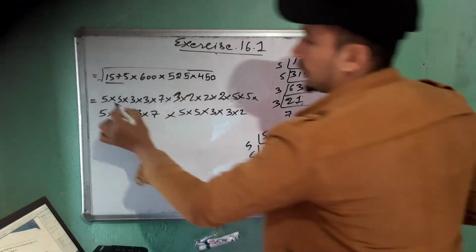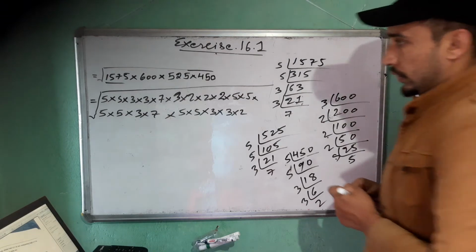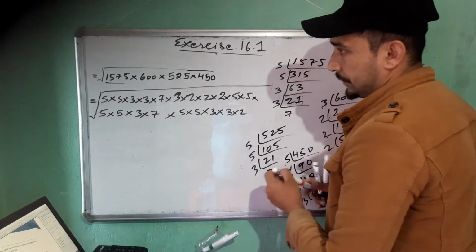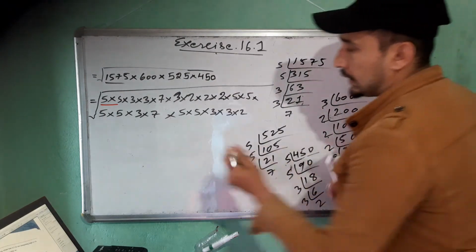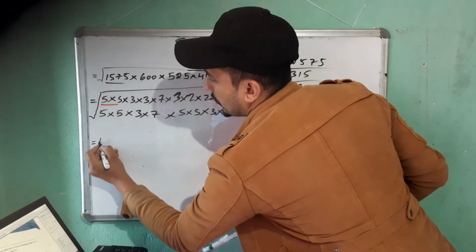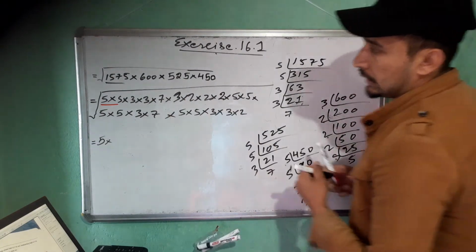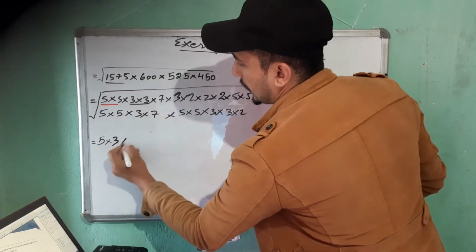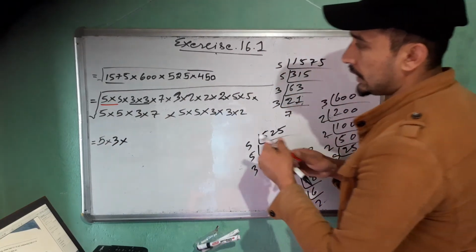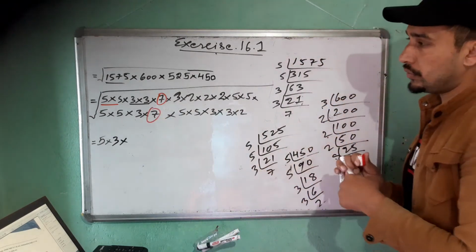Okay, so this is within the root. This one is within the root. Now let's make the pairs. This is one pair. So from the root, out of two 5s, 1 comes out. This is another pair, so you can take out 3. Next 7 and another 7 is here. So out of that pair you can take out 1 7.